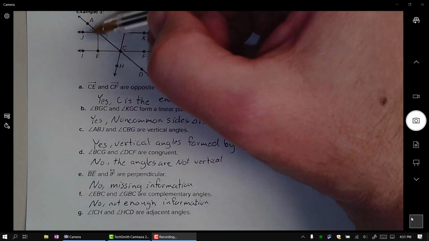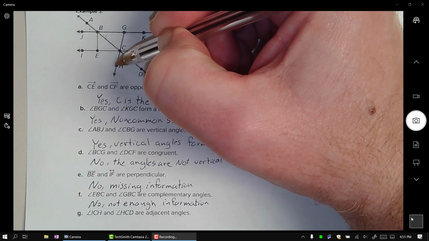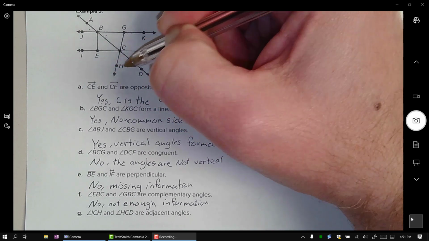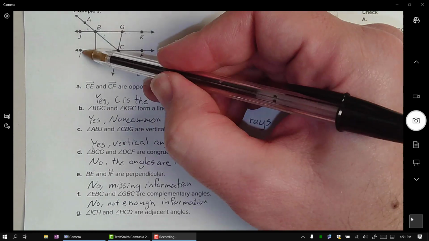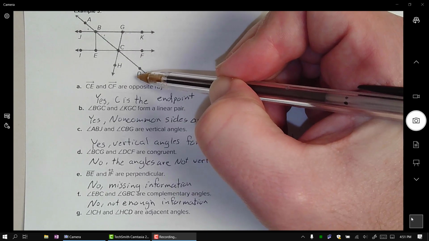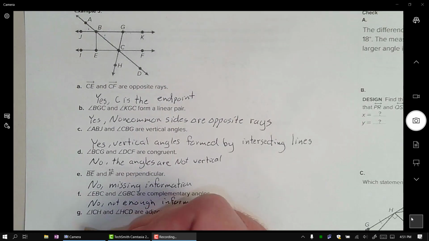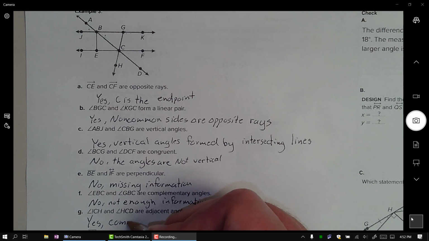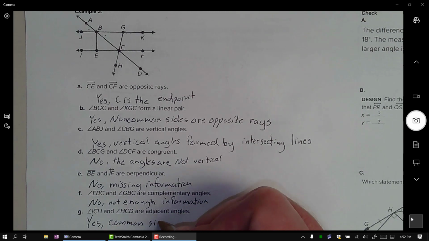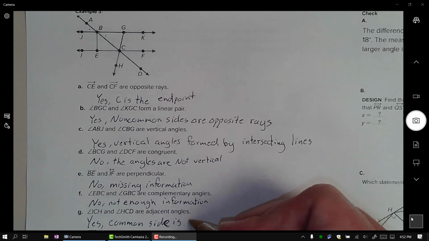ICH, that's this angle right here, and HCD, so that's this angle right here, are adjacent angles. So ICH, HCD, are they adjacent? Yes, they are, because our common side is ray CH. So yes, common side is ray CH.